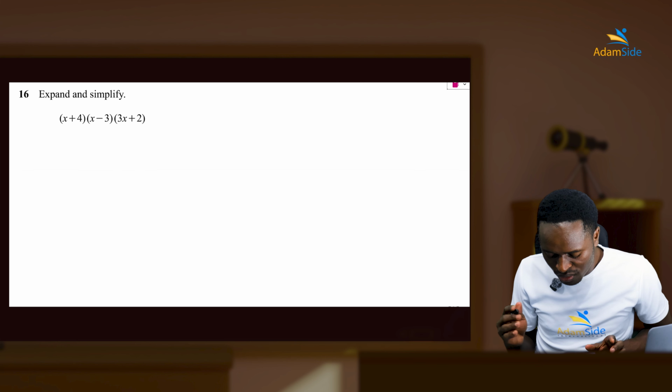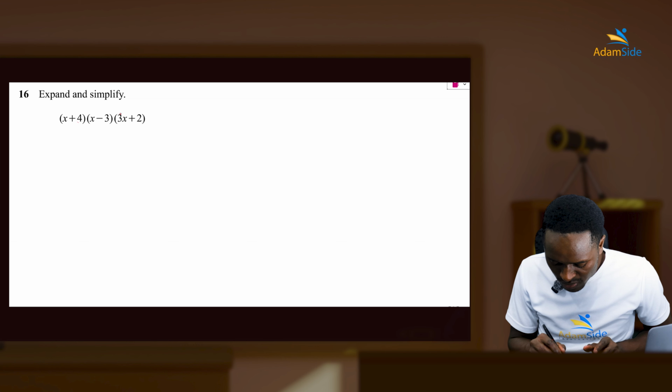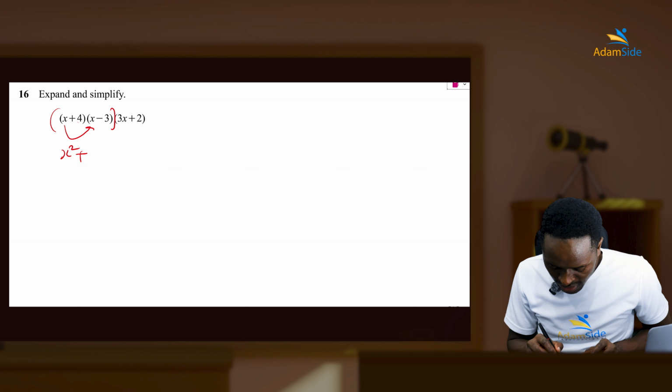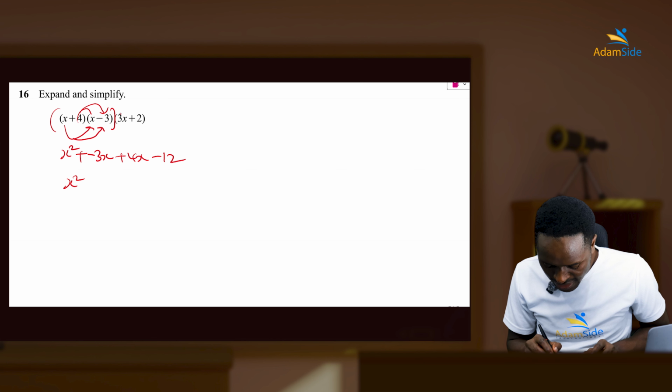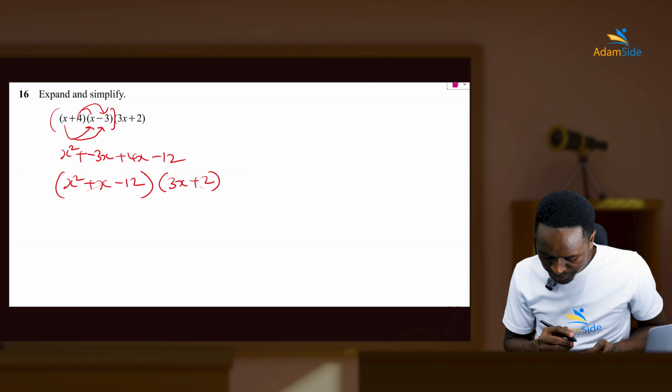So here you can do 2 at a time. Like you start with these 2 first, then later on you multiply with the other one. So x times x, you get x squared. And then x times negative 3, you get plus negative 3x. Then 4 times x, you get plus 4x. Then 4 times negative 3, you get minus 12. When you collect this, it is x squared minus 3x plus 4x is plus x minus 12. Then whatever you get here times 3x plus 2.